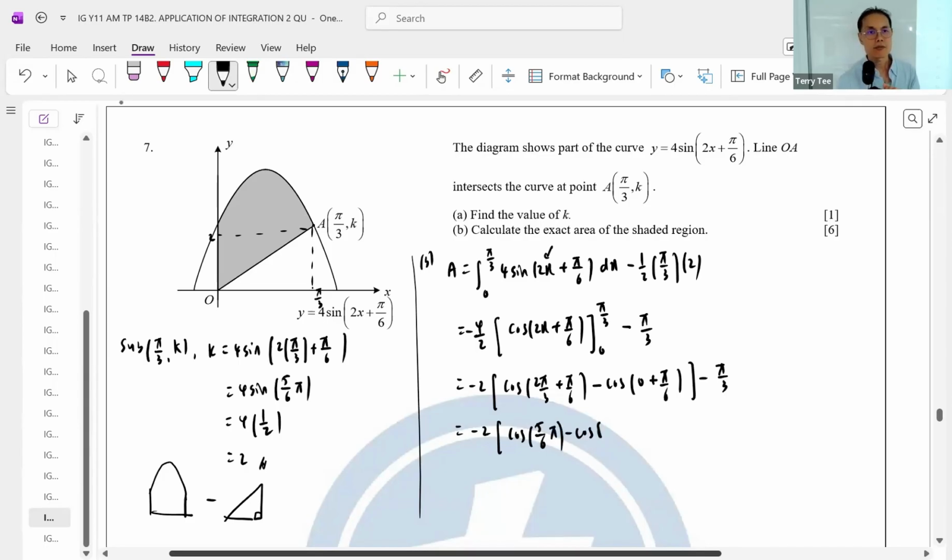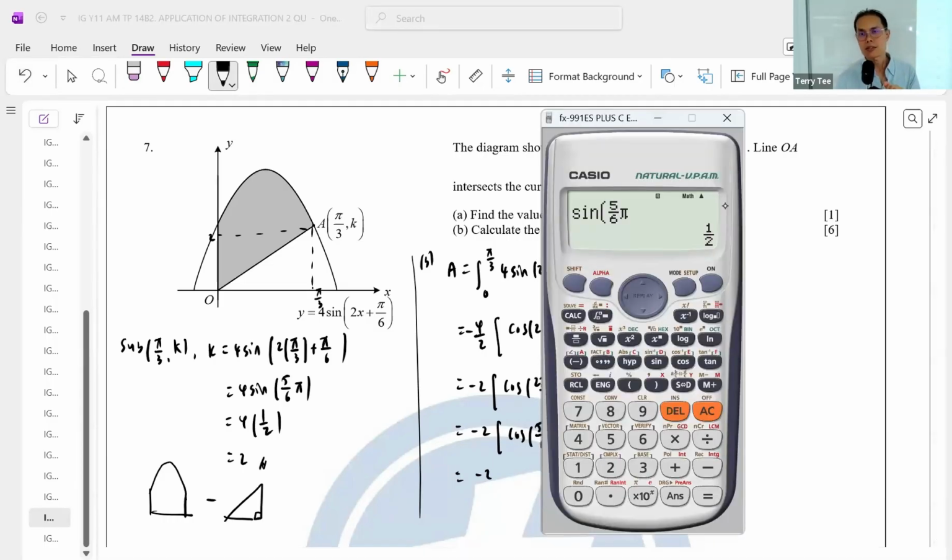This is pi over 3, pi over 6. Okay, actually you don't have to put a bracket. Pi over 6 equals, minus pi over 3. So cos 5 pi over 6, which is cos 150, is negative root 3 over 2.